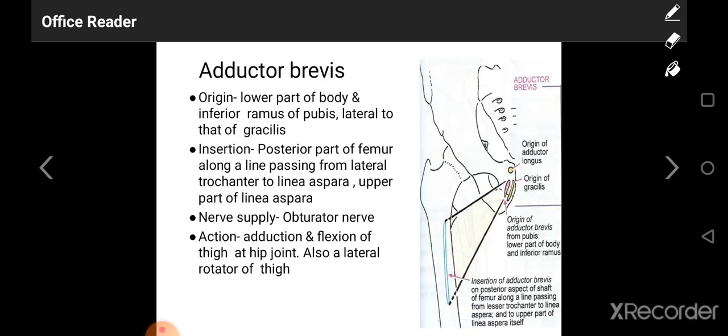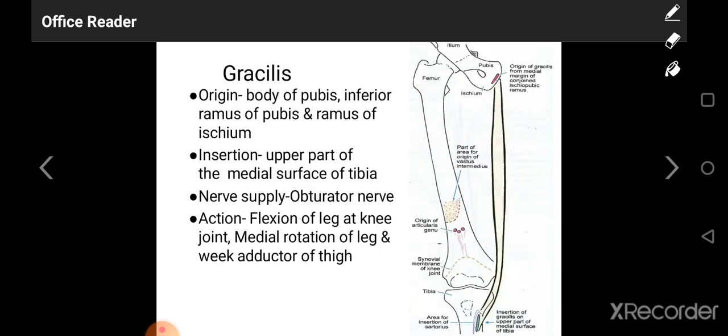Then adductor brevis. It arises from the lower part of the body and inferior ramus of the pubis, lateral to that of gracilis. It is inserted on the posterior part of the femur along a line passing from the lesser trochanter to the linea aspera and upper part of the linea aspera. This can be shown in the diagram. Nerve supply is by the obturator nerve. Action is adduction and flexion of the thigh at the hip joint. It is also a lateral rotator of the thigh.